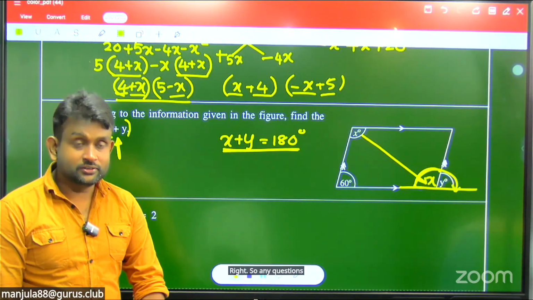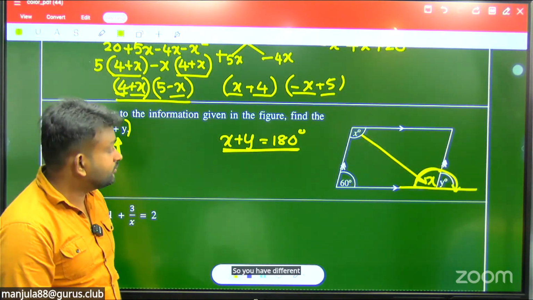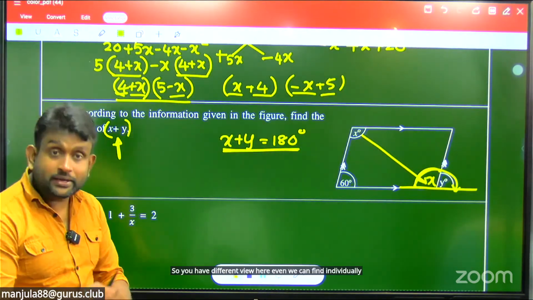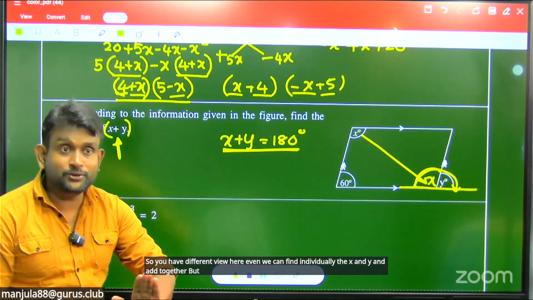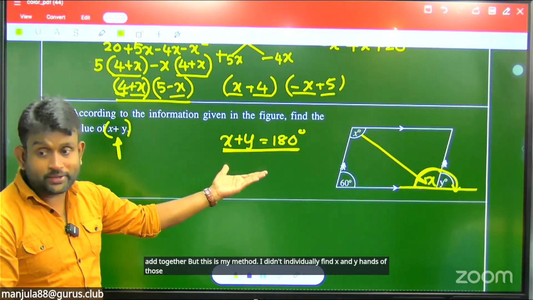You can ask. So this is my view. You may have a different view. Here we can even find x and y individually and add them together. But this is my method. I didn't individually find x and y. Hands up those who got this answer in this way.